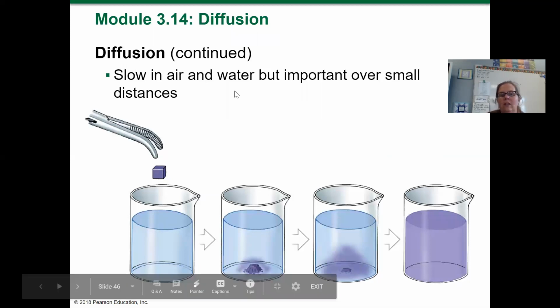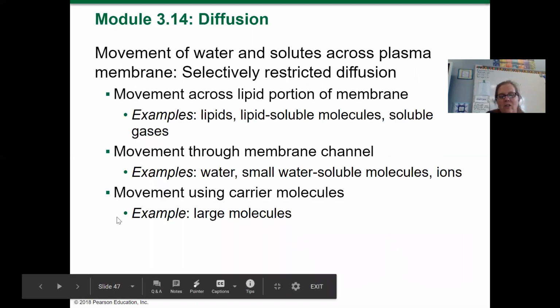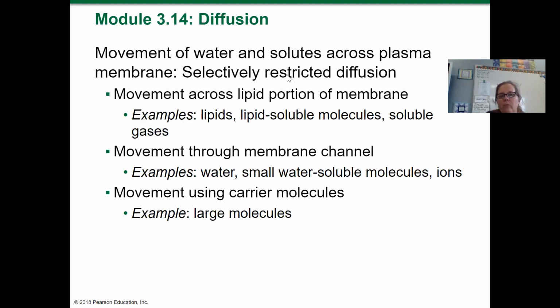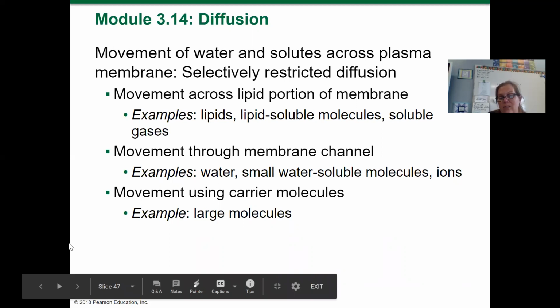Diffusion in air and water is slow, but that's okay. It is what it is. It's also dependent on the strength of the concentration gradient. Movement of water and solutes across the membrane: lipids and lipid-soluble molecules can pass right through. There are some channels; water and small water-soluble molecules, and some ions can go through a membrane channel. Some use carrier molecules to get them across. It is just what it sounds like.